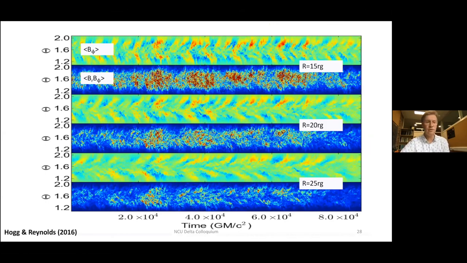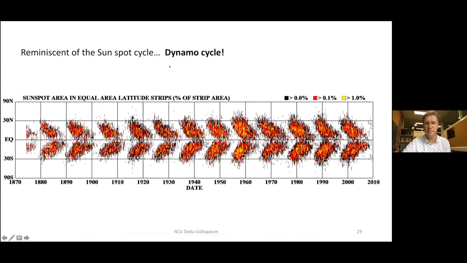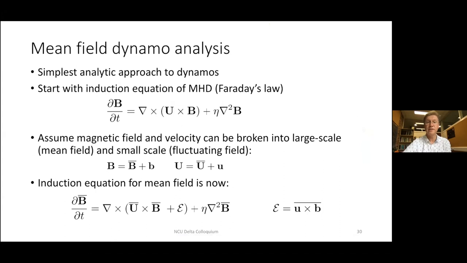For the sake of time, I will go through the next couple of slides very quickly. But you can actually analyze the dynamo cycles. The simplest way to analyze a dynamo is something called mean field dynamo analysis. To state this very briefly, you start off with the basic induction equation of MHD, which is essentially the flux freezing condition that tells you that magnetic flux is frozen into the plasma of the accretion disk. Then you assume that your magnetic field is composed of an average large-scale part, which I call B bar, plus some small-scale perturbation, little b. You assume the same is true for the velocities in the gas: the velocity is equal to some large-scale velocity U bar plus little u.